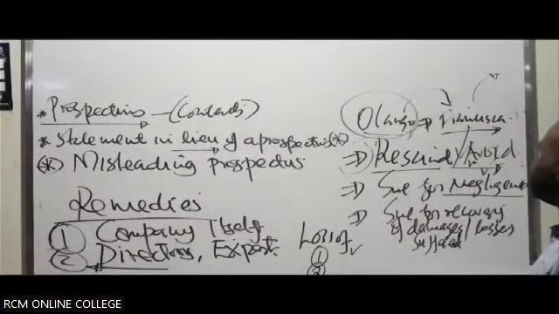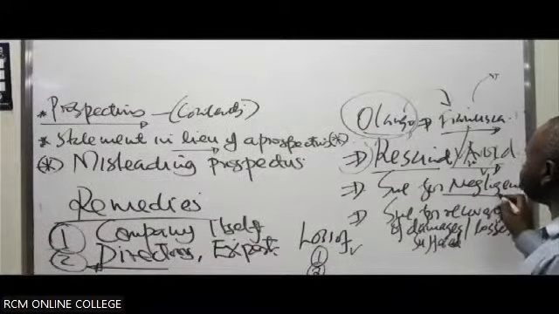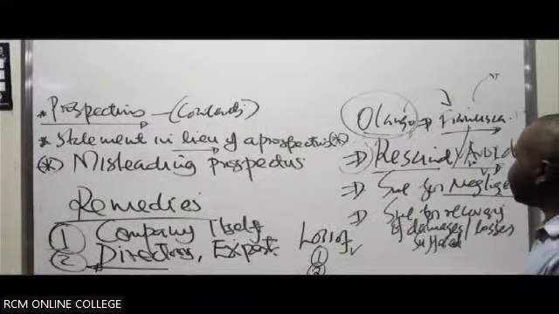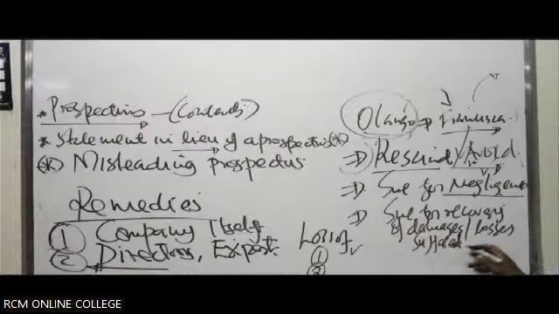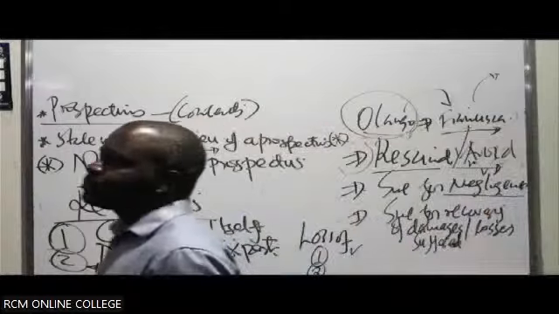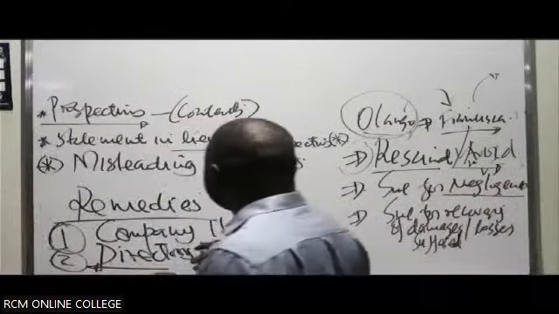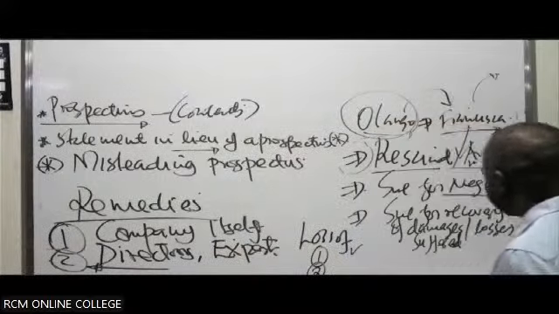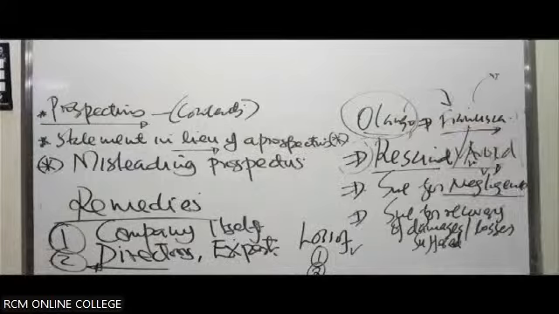Number 2, you can sue for negligence in a court of law. And number 3, you can sue for recovery of any damages or losses suffered, so long as you can prove an official officer of the company was responsible for that misrepresentation. And therefore, the company should be liable for its officers.